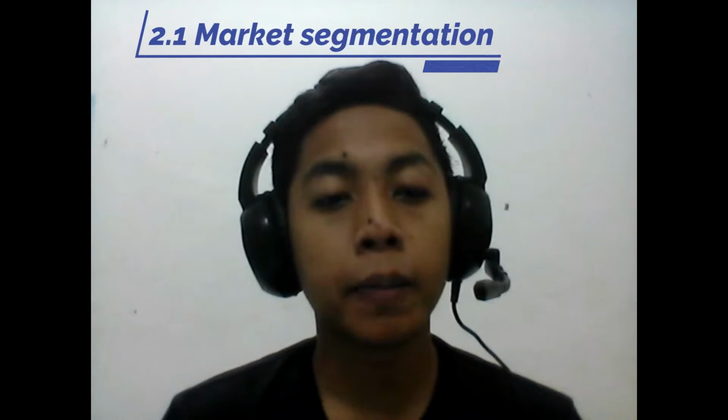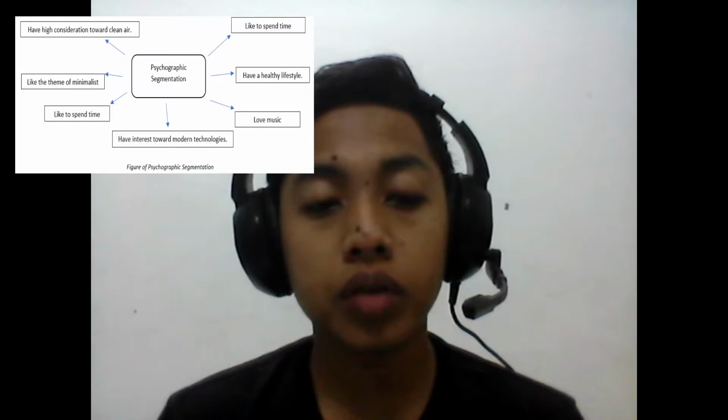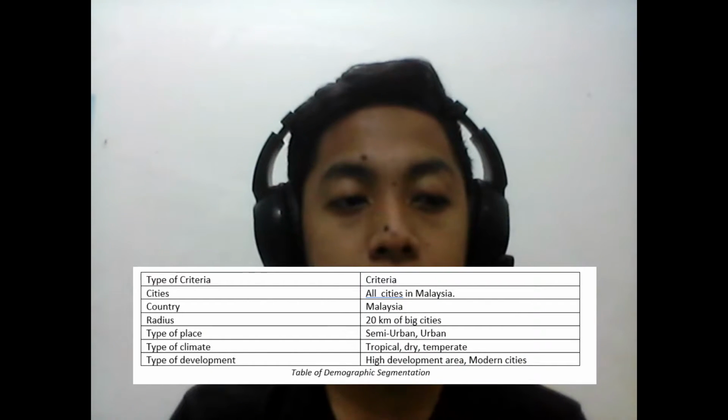So let's begin with the first point, which is market segmentation. Market, as we know, is the place where we are going to sell our product to the person that may have interest towards our product. This person of interest will have a higher possibility to buy the product. So market segmentation allows us to identify our market to a more specific criteria. There are 4 types of market segmentation, which are demographic segmentation, psychographic segmentation, behavioural segmentation, and geographic segmentation.